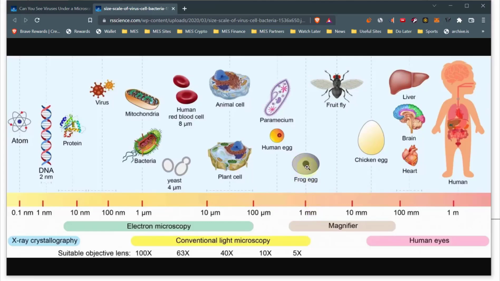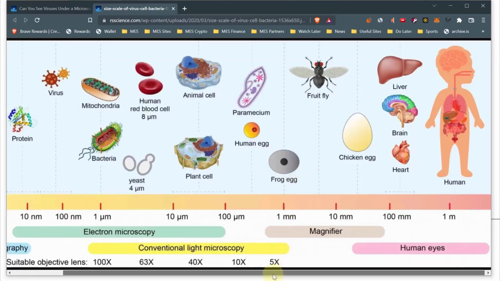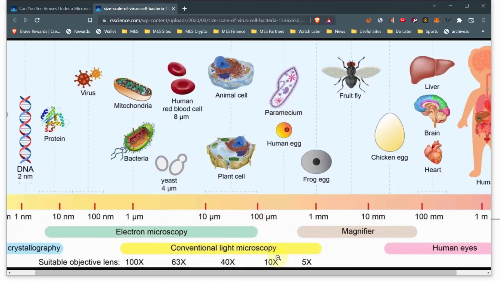Now we have a frog egg over here. Let's zoom in. The next one is a human egg, which is smaller than 1 millimeter in size, and there is bacteria or something like that, a paramecium. Now this is conventional light microscopy, which can go from 5x all the way to 100x, sometimes even 1,000x with the more high-powered ones. So typically you can go from 5x all the way to 100x.